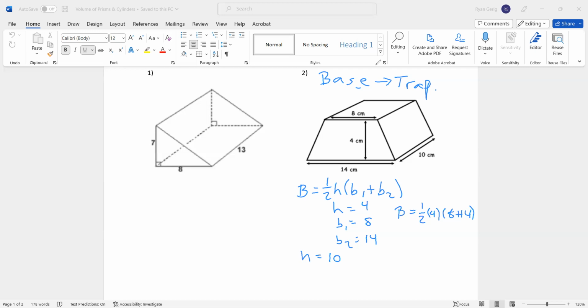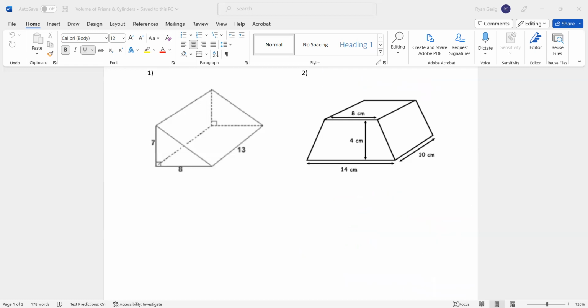All right, so half of 4 is 2. 8 plus 14 is 22. So 2 times 22 would be 44. So the volume of this would be 44 times 10, or 440 cubic centimeters. All right. Hopefully you're catching on that this is probably easier than surface area.